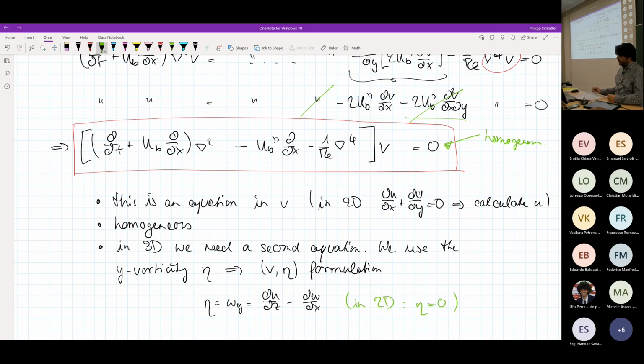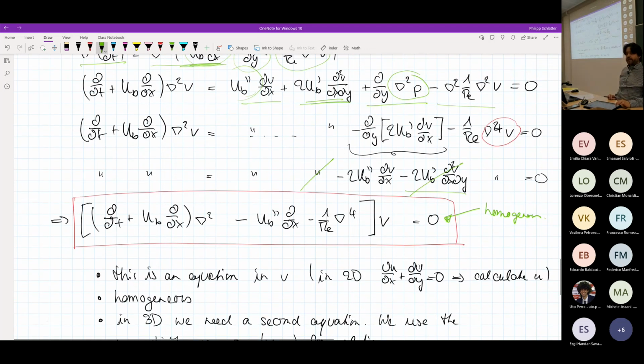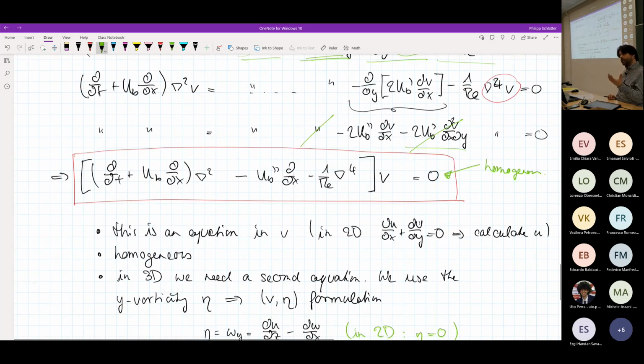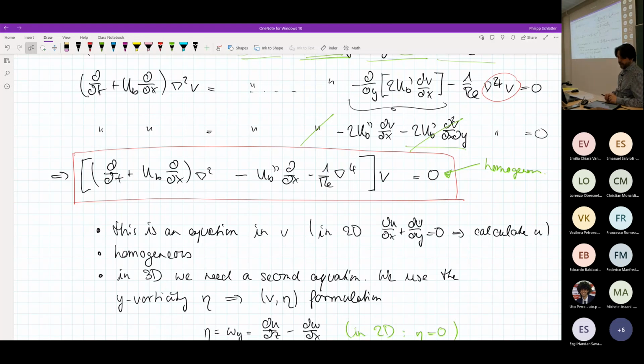Okay, but with this, let's take a break, and then after the break, let's analyze all these equations a little bit more in order to also understand what types of solutions we can get. Okay, so let's have a break, and then we continue in 15 minutes.